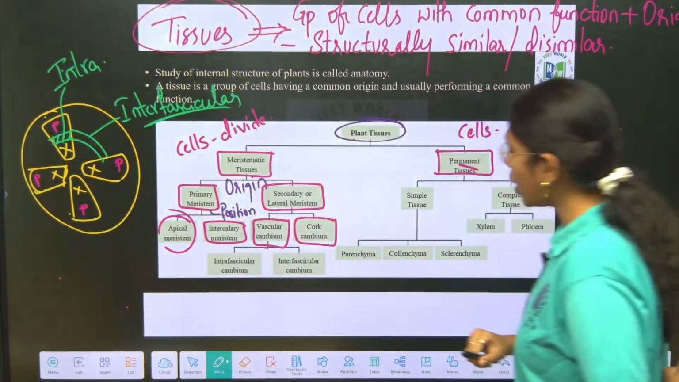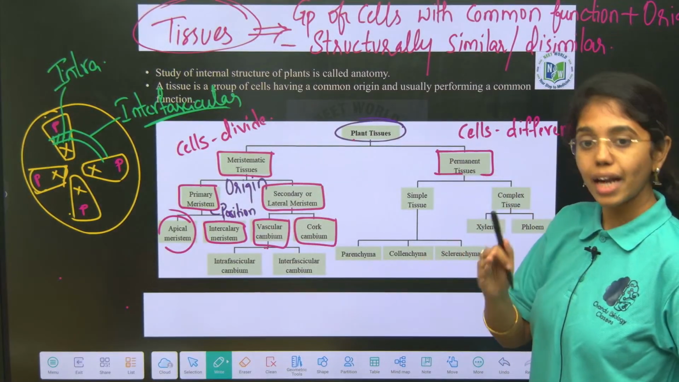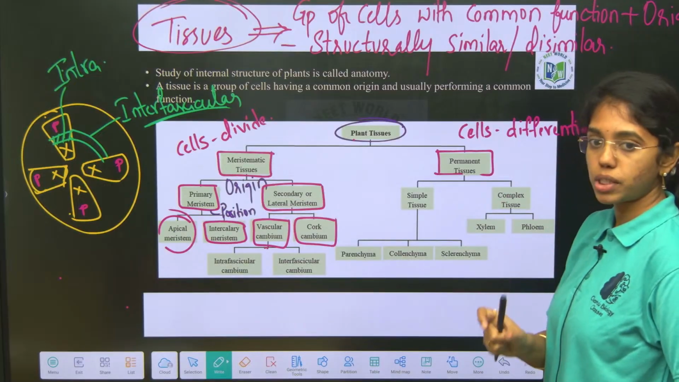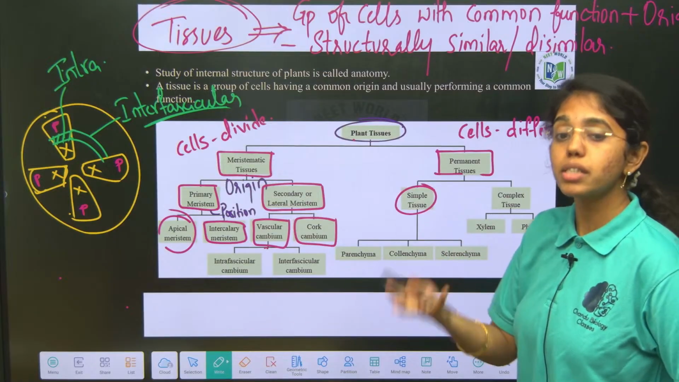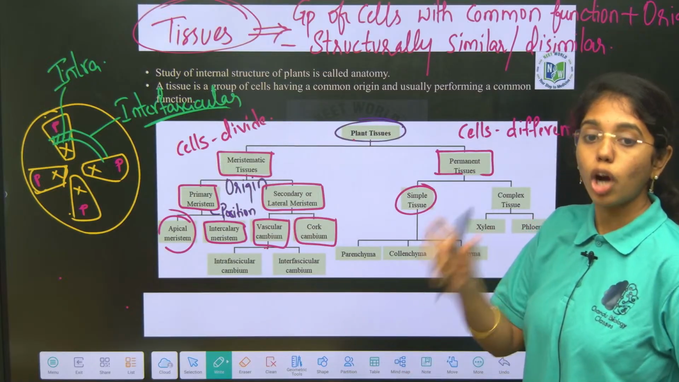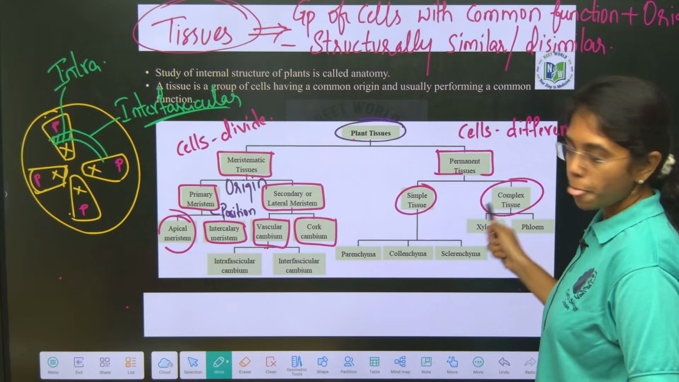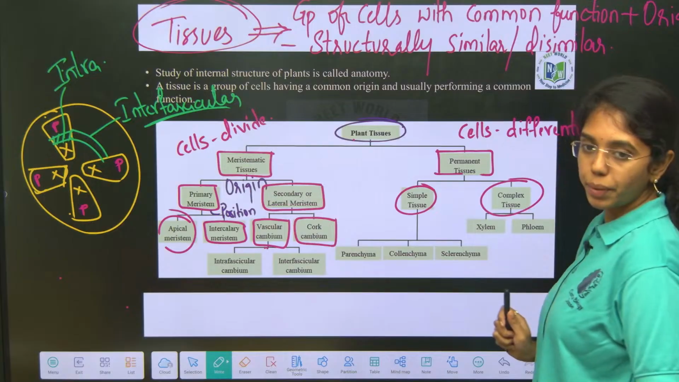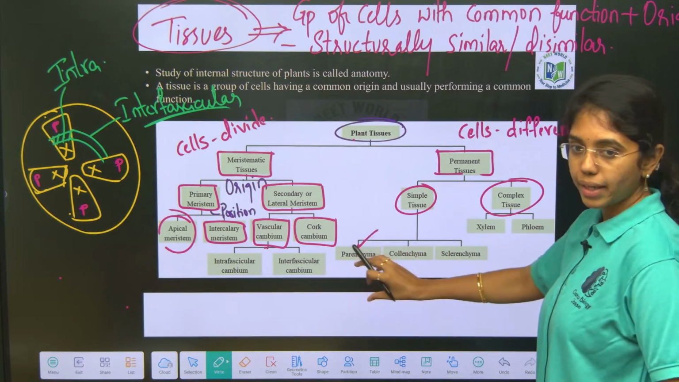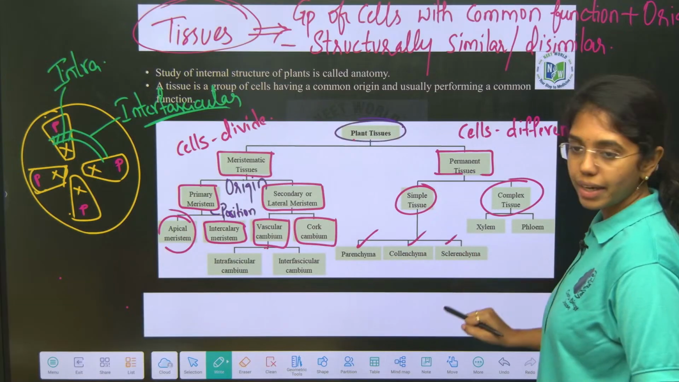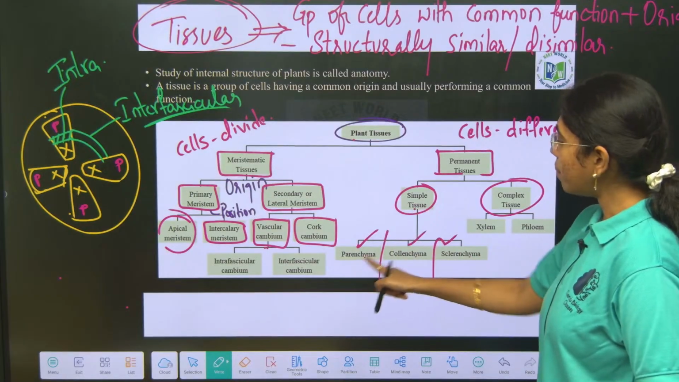And here you see permanent tissues. If the same type of cells are differentiating, then those are simple permanent tissues. If a group of different cells are differentiating, forming a complex tissue, that is called complex permanent tissue. Here cells will be the same, here cells will be different. For example, parenchymatous cells form parenchyma, collenchymatous cells and sclerenchymatous cells. Here the cell type is the same. Those are simple permanent tissues.